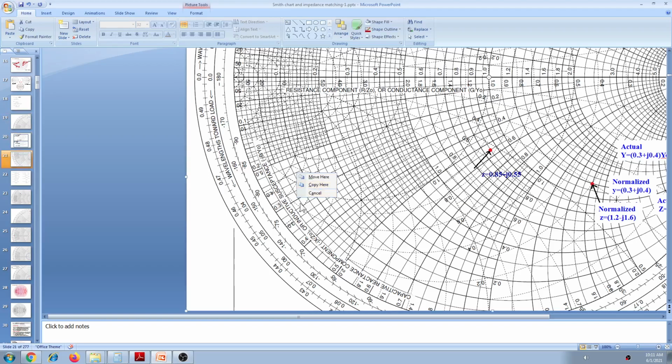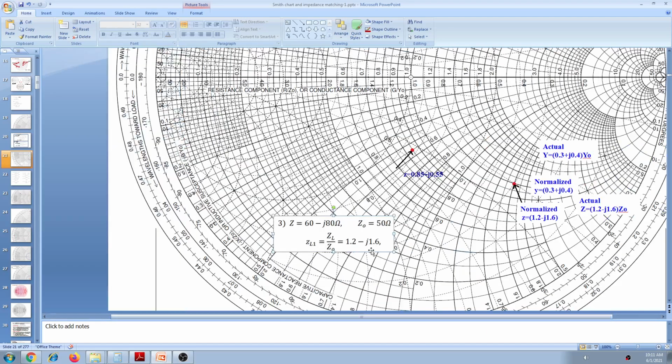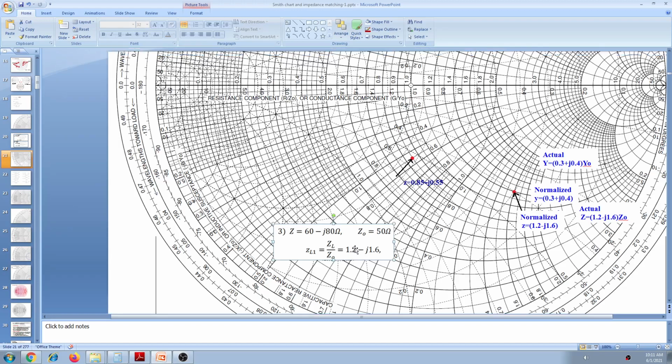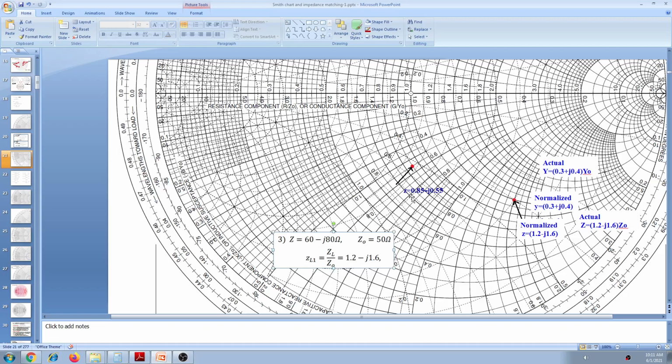So this is what we have, 1.2 minus j 1.6. This appears as a point on the Smith chart. Okay, how to locate this impedance point here? You take the 1.2 circle. The R value is 1.2 and the X value is minus 1.6. So the 1.2 resistance circle. What is that 1.2 resistance circle?